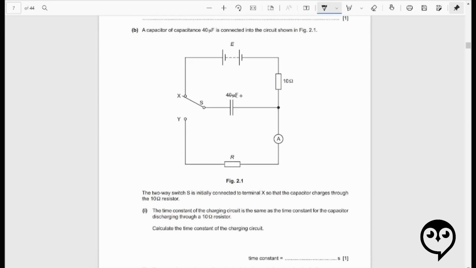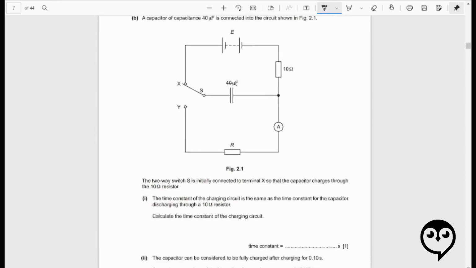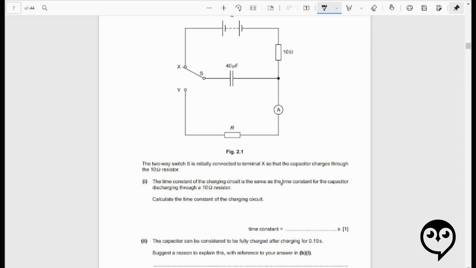Tell us the capacitance, 40 microfarads, two-way switch. So this capacitor is going to charge when the switch is closed on X, and when we close it on Y, it's going to discharge through the resistor. There's an internal resistance there, because of course you need there to be a resistance. The time constant of the charging circuit is the same as the time constant for the capacitor discharging through a 10 ohm resistor. So what's the time constant of the charging circuit? Well, 40 times 10 is 4 times 10 to the 2, and it's microfarads, so that's going to make it 4 times 10 to the negative 4.